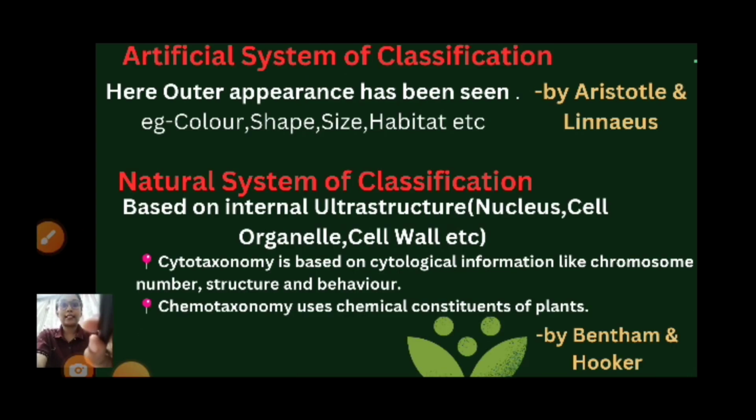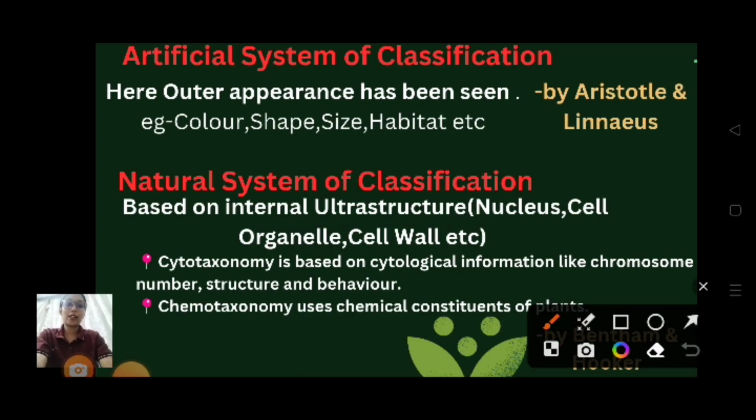So here let's start the classification. We'll see three types of classification. First, we are going to see the artificial system of classification. Second, the natural system of classification. And third, we are going to see the phylogenetic system of classification. In the next slide we'll see. Okay, let's start with the first, the artificial system of classification.